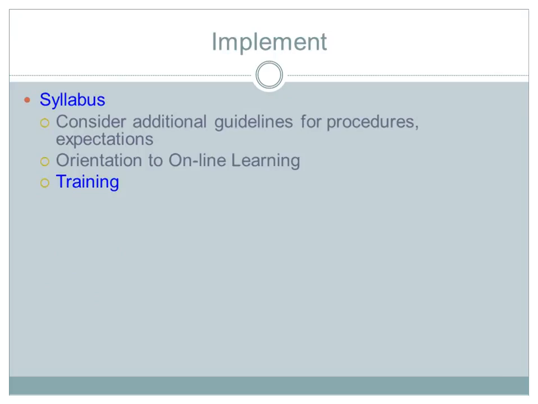In the implementation phase, you'll want to have a syllabus, or at least the components of a syllabus, and then consider adding additional guidelines for procedures and maybe expectations that you have of the learners, as well as the schedule and other information that would go into a typical syllabus. And you can get a good idea by looking at the syllabus for this course. You'll want to provide some sort of orientation to the online learning environment.